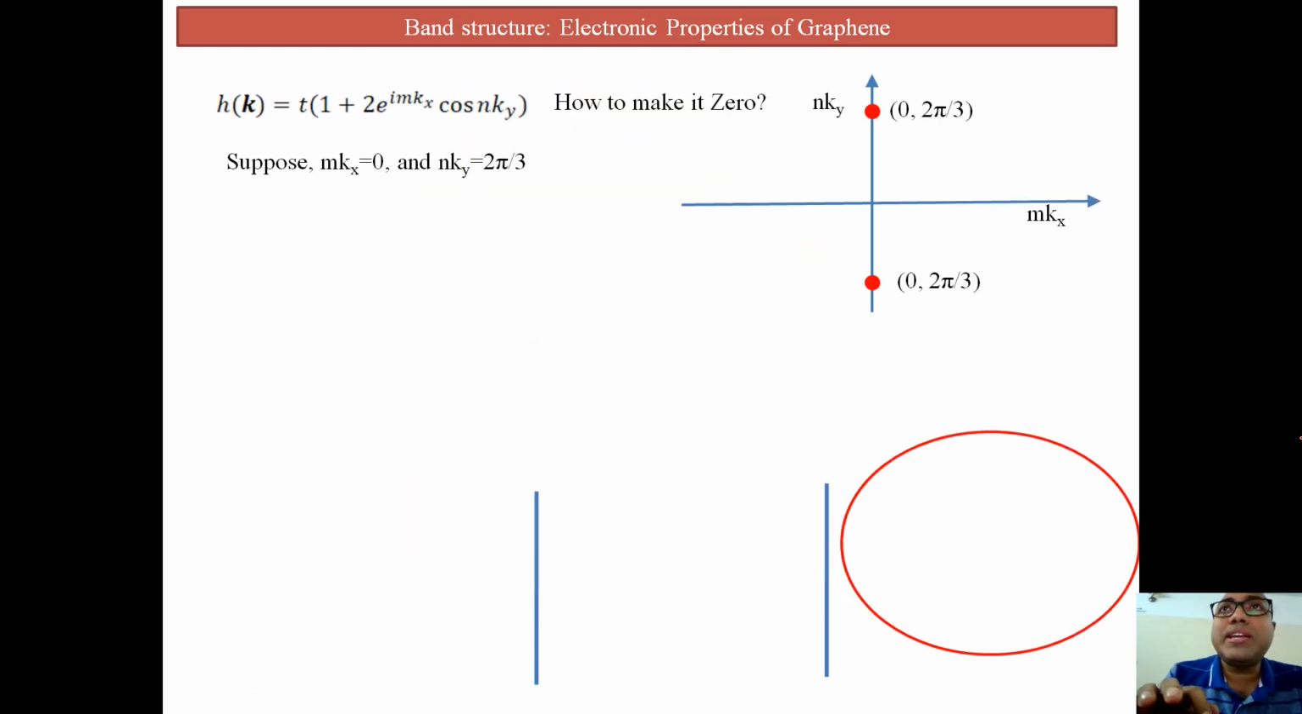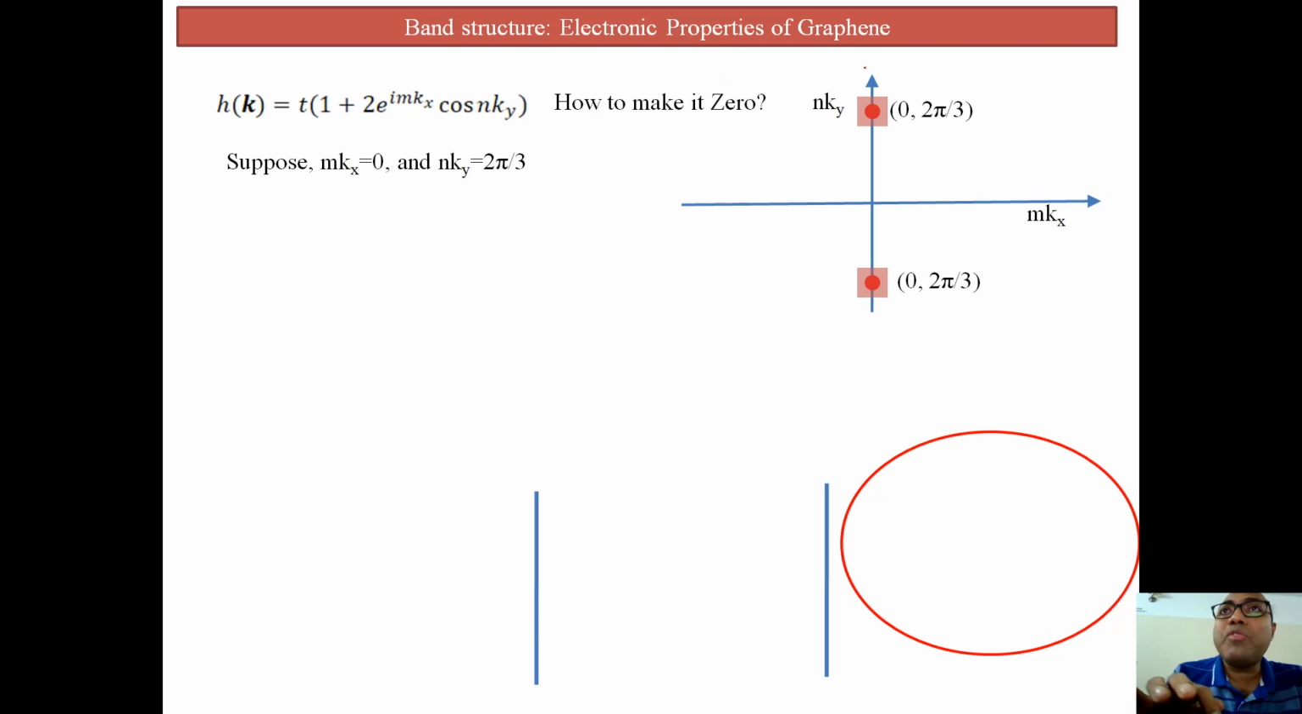Now, as I told you, we need to find the values for which H is 0. So we have found two values where H is 0, which are simply symmetrical values over there. Not only that, we need to find the surrounding values as well. So one thing is it is 0 at that point, or what are the surrounding values for which it is 0. So it is actually like that.